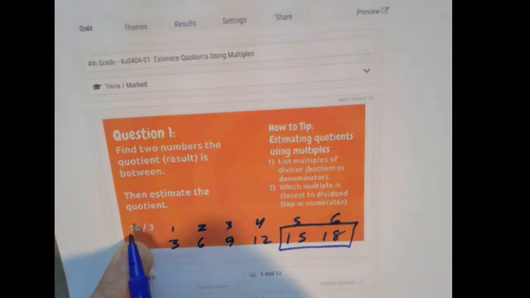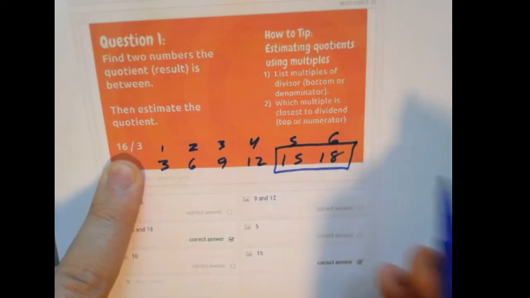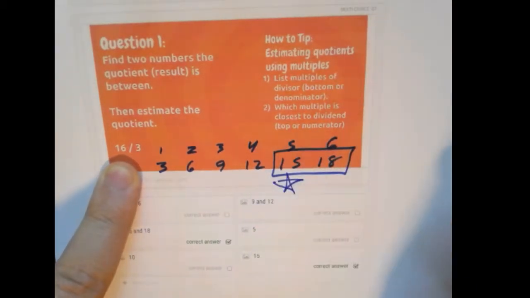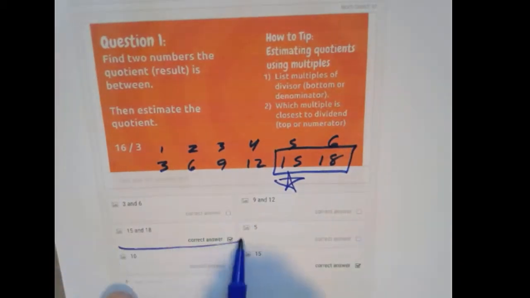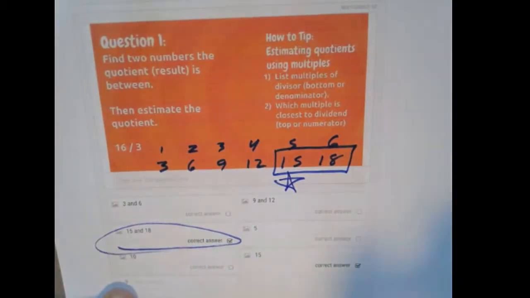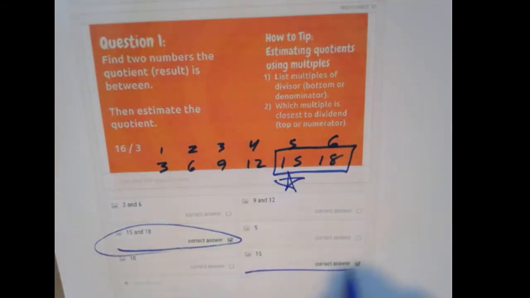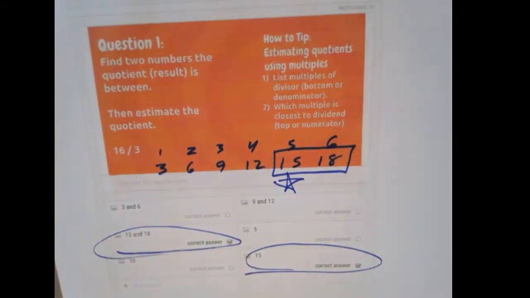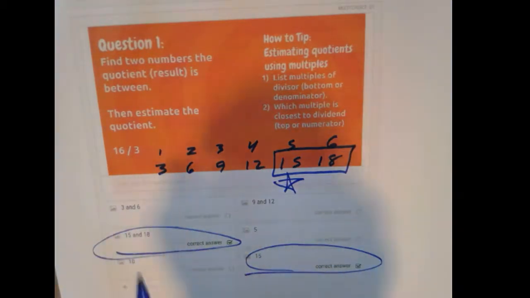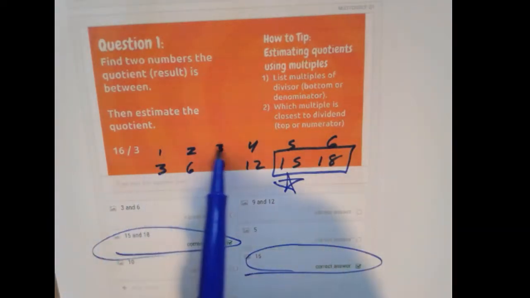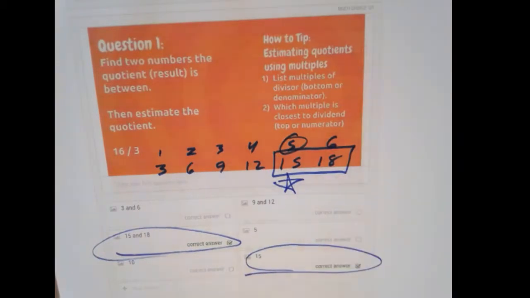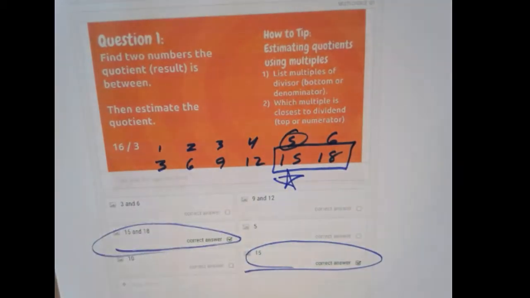Okay. Now we ask ourselves, is 16 closer to 15 or is 16 closer to 18? And of course, it's closer to 15. So that's how we estimate this, that it is between 15 and 18. Okay. And 15 would be the proper dividend that we would use in this. So 15 divided by 3, which is 5, right, is the closest estimate to 16 divided by 3.